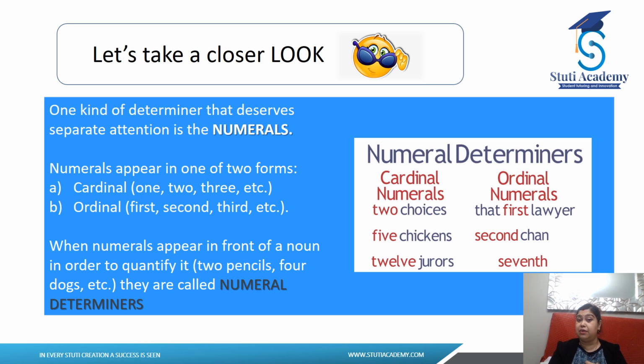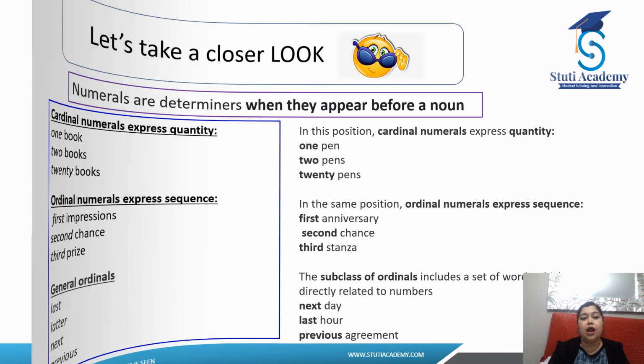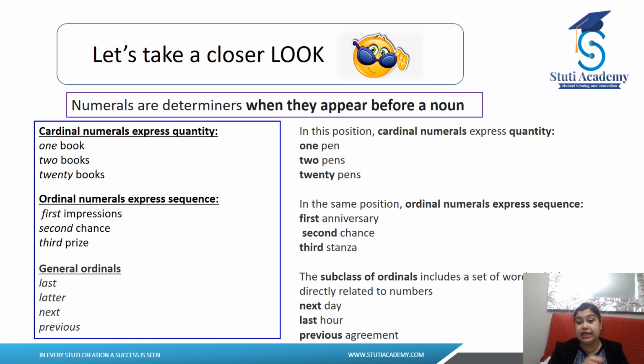I came first in my class, or I have 2 pencils. Then can you give me 3 cupcakes? Will you give me a second chance? These are a few examples of cardinals and ordinals. Now, this one is important. Numerals are determiners when they appear before the noun.